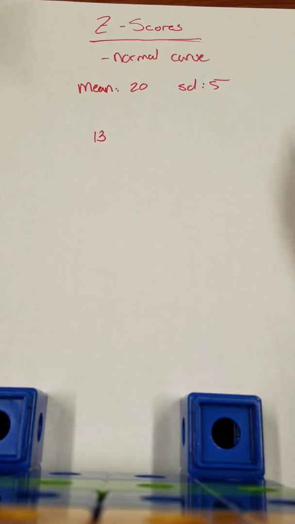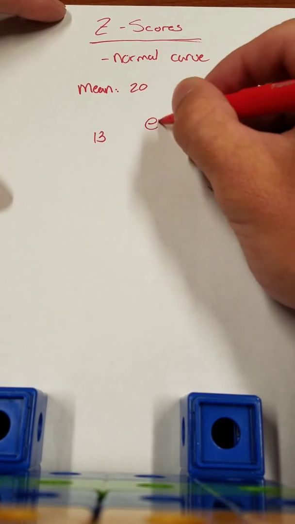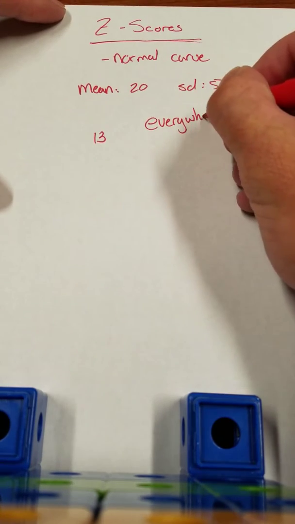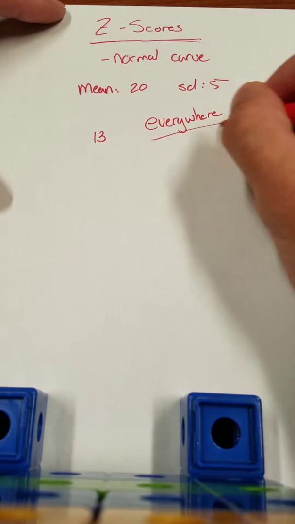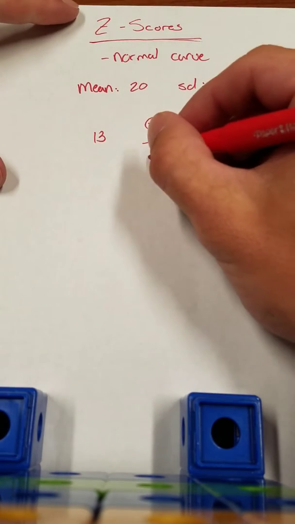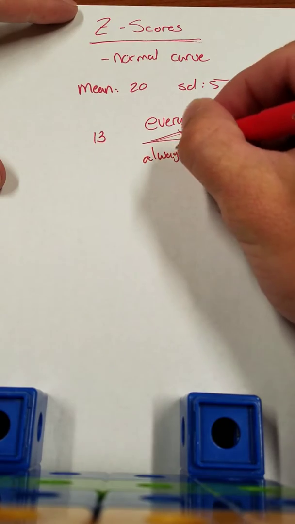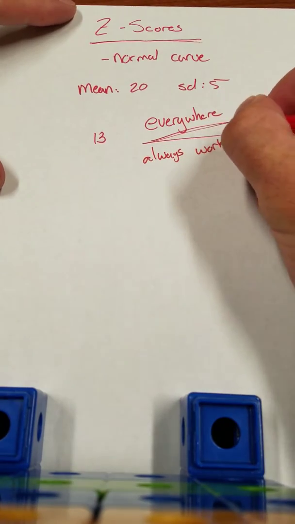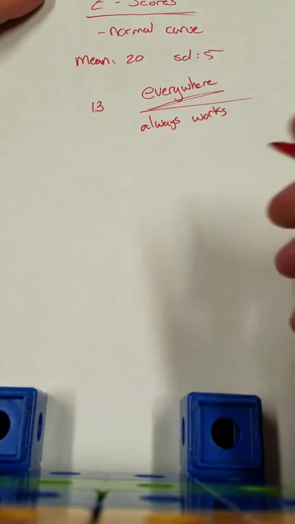So that's where z-scores come in. Z-scores pick up the gap in between empirical rule. Empirical rule only works at 68, 95, and 99.7%. Z-scores work everywhere. And empirical rule is based off of z-scores. So this is the fix-it-all. It always works. So here's the way that you're going to calculate it.